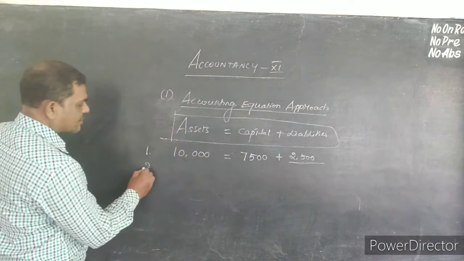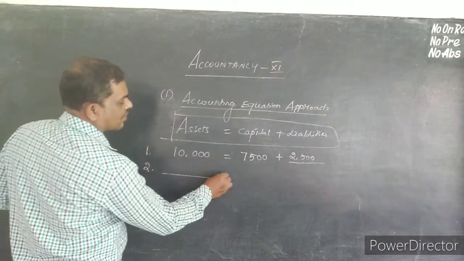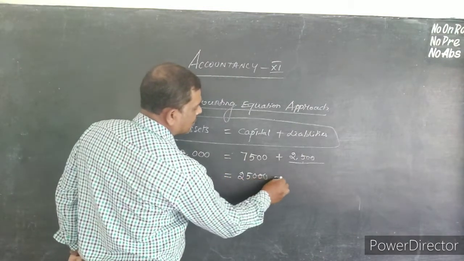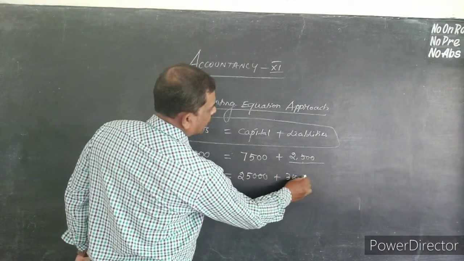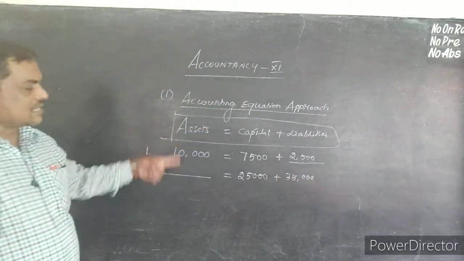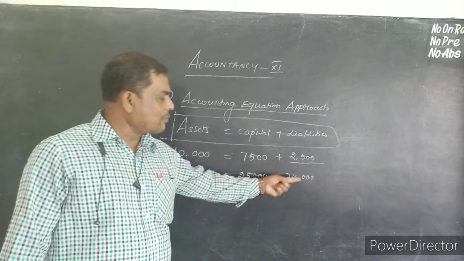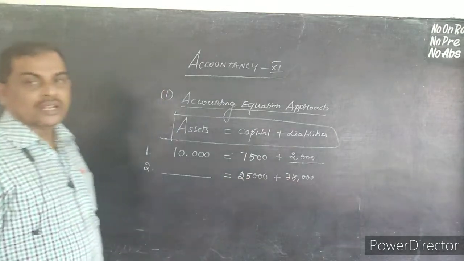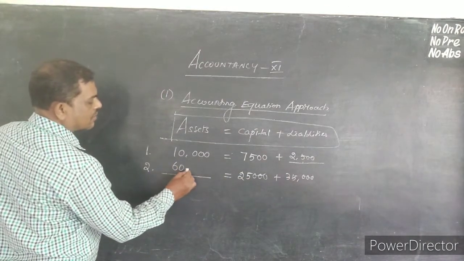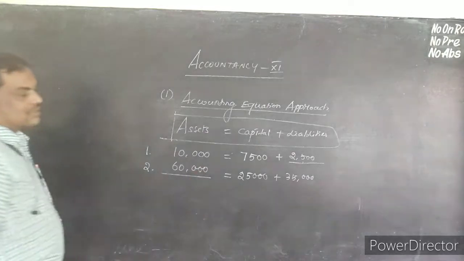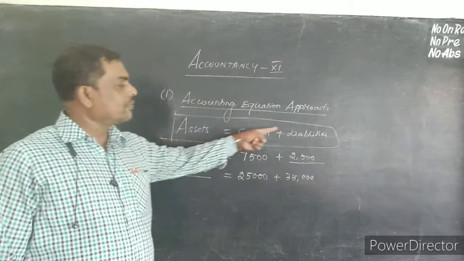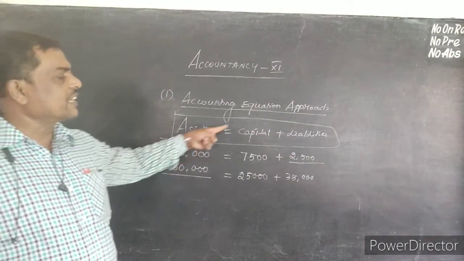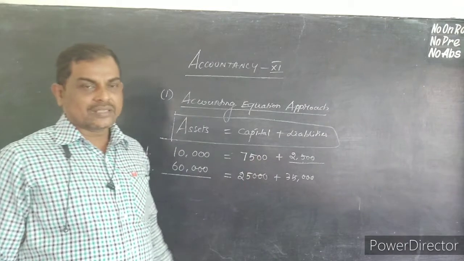Sometimes they will give it like this: dash is equal to 25,000 capital plus 35,000 liabilities. Then what are the assets? Very simple, we just add both, so 25,000 plus 35,000 is equal to 60,000. This is the missing figure. In the first sum they left out liabilities. How to find the liabilities? From the assets we deduct the capital, and we get the liabilities.